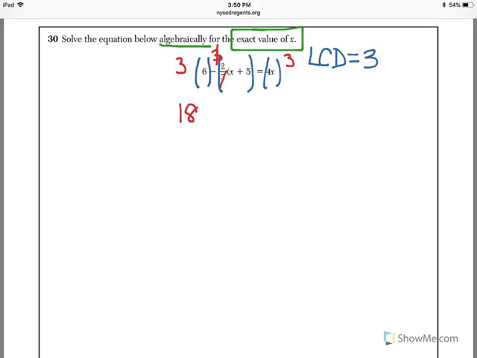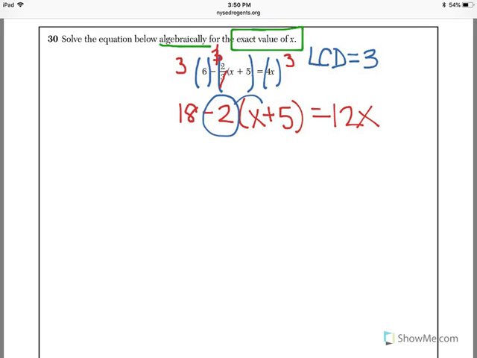3 divided by 3 is 1, and so I'm just left with a 2 there. And now I haven't distributed yet, so I'm going to still keep the parentheses because I'm going to eventually have to distribute that negative 2 to the x plus 5. And on the other side, when I multiply, I will get 12x. Now I have a nicer problem that I can just solve for x.